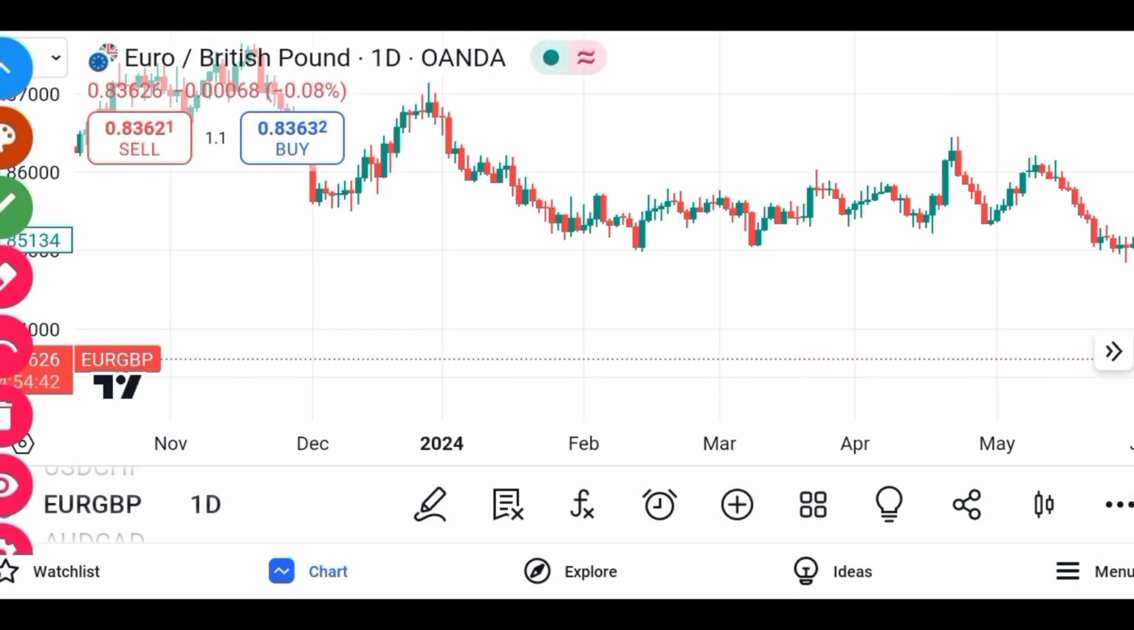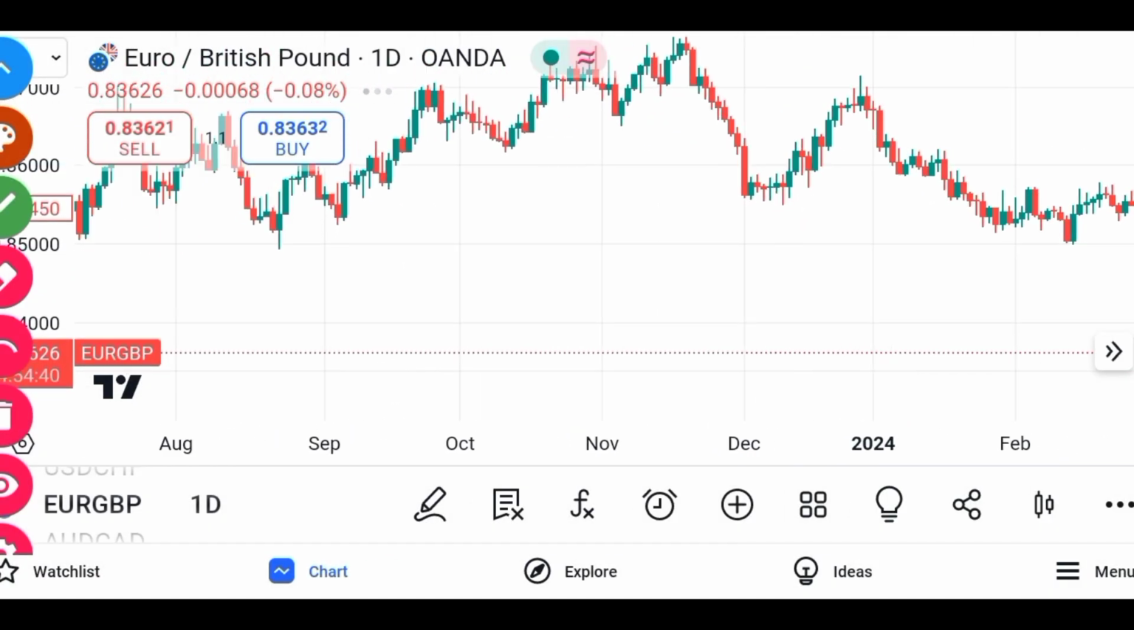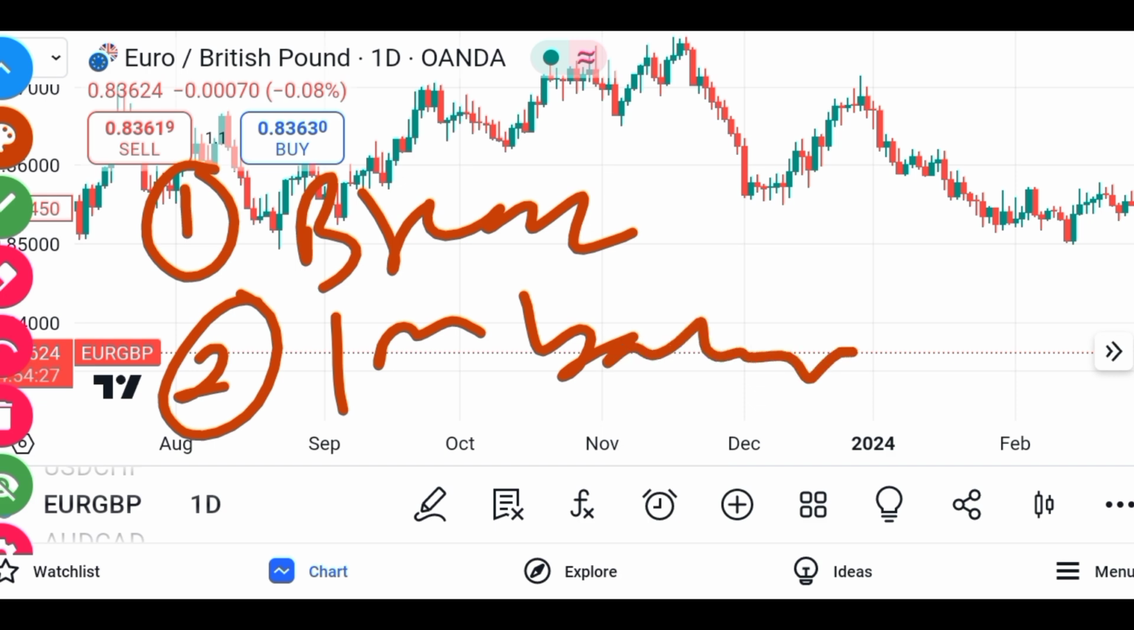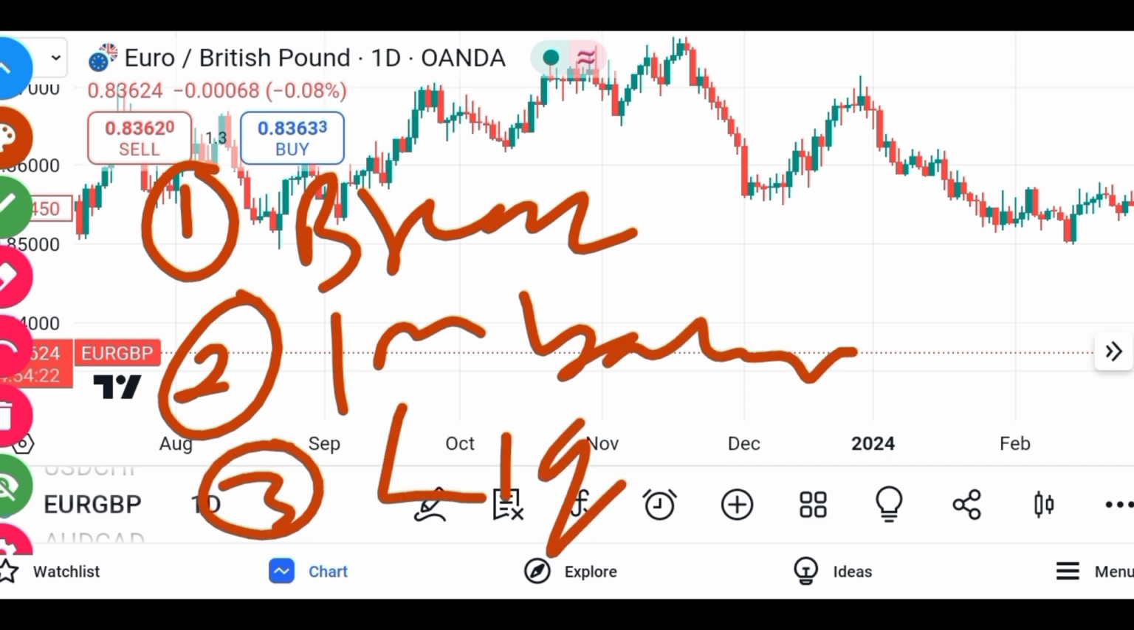Okay, so when it comes to order block trading, there are three things that are majorly important. The first one is there has to be a break of structure. The second one is that there has to be an imbalance. And the third one is that there has to be a liquidity grab before the order block. These are the major things you will have to consider before trading order block. Now I'm going to explain what each of these means.